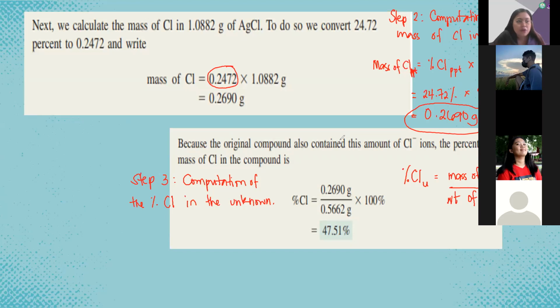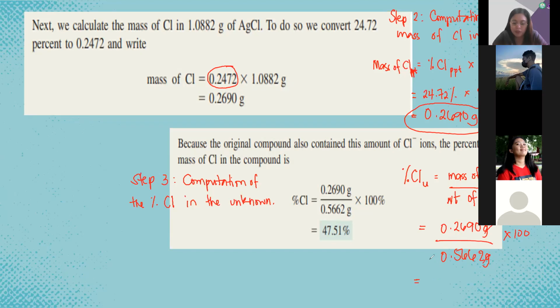Percent chloride in the unknown is equal to mass of chloride in the precipitate divided by weight of the unknown times 100. Now class, the mass of chloride in the precipitate is what we computed in step 2, and that is 0.2690 grams. And the weight of the unknown is given in the problem. If you copied the given a while ago, na nilista ko, you can see there that the weight of the unknown is 0.5662 grams and i-multiply natin siya sa 100. So wala tayong unit ha, percent lang yung unit natin dito.